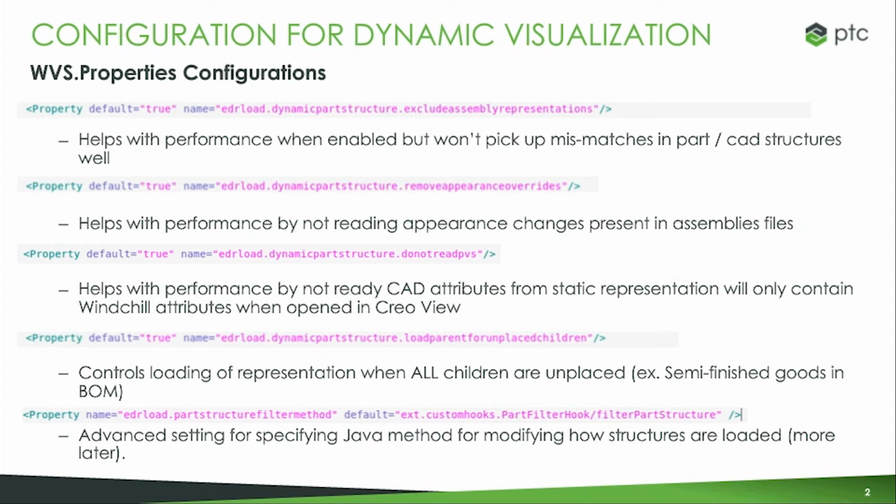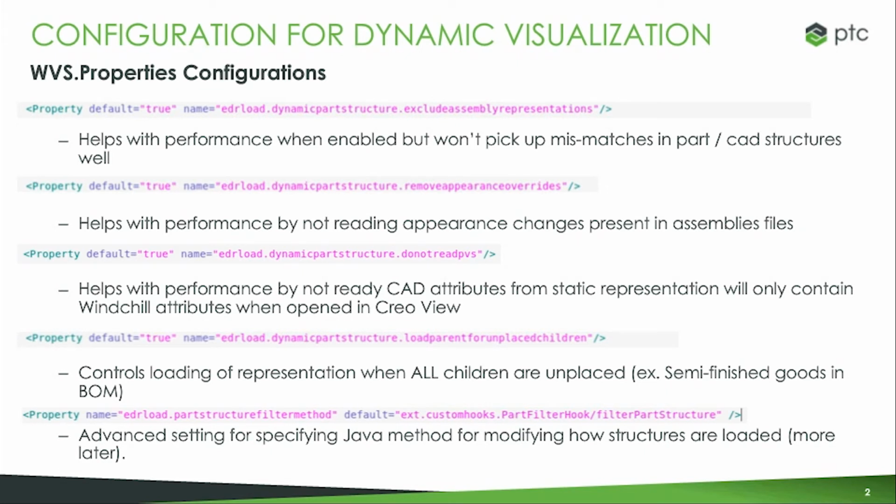The next there is assembly appearance overrides. Similar to comparing structure, we also have the ability to read the appearance overrides. If you change a color at an assembly level, then we can go ahead and read that and apply it. But by default, we don't do it because it costs performance to go and read that information.